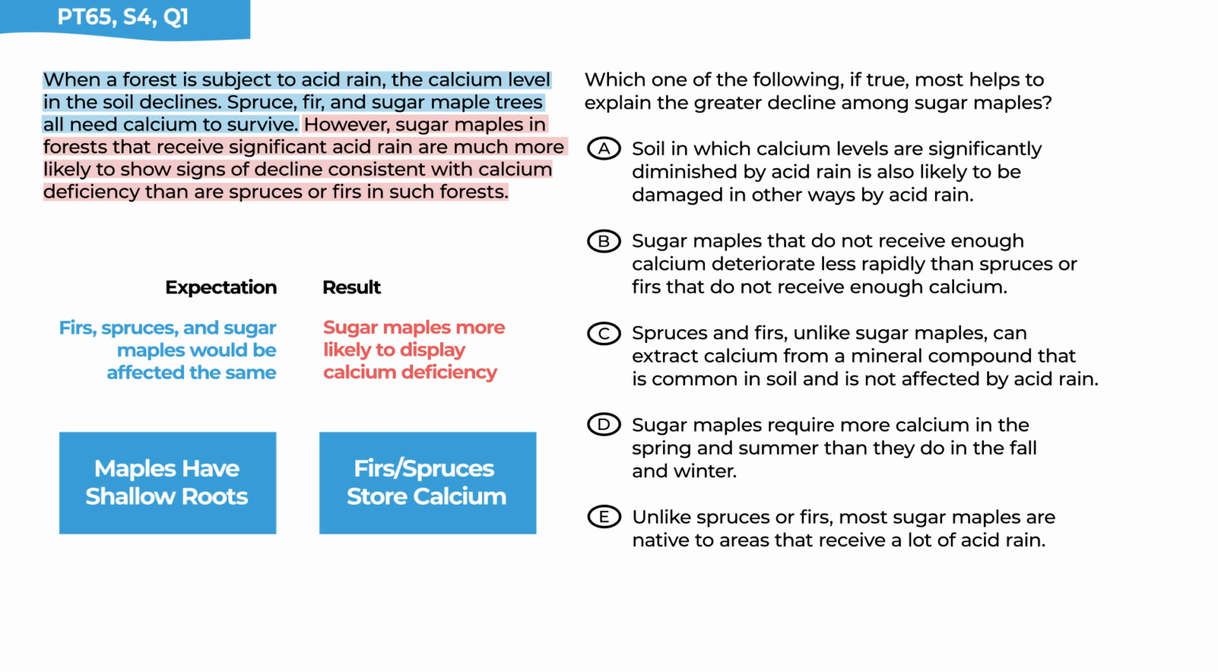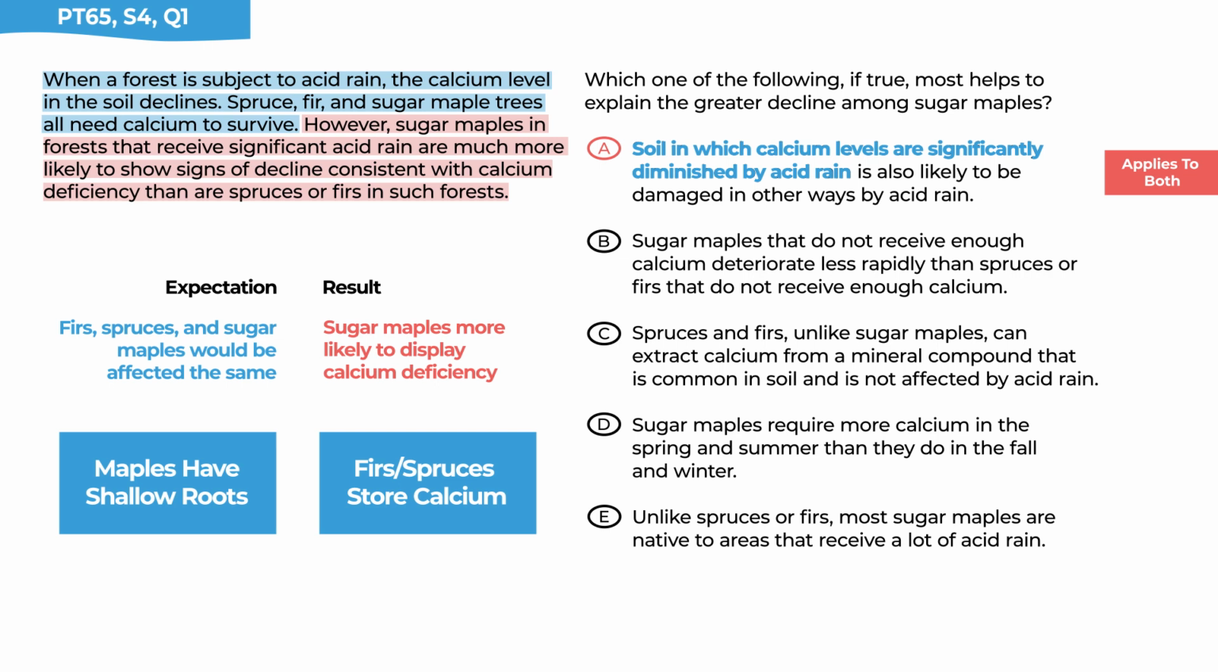Answer choice A says that soil in which calcium levels are significantly diminished by acid rain is also likely to be damaged in other ways by acid rain. So what is this answer choice talking about? It's talking about soil in which calcium levels are significantly diminished by acid rain. And they're not specifying where. So this is going to be true for the firs and spruces as well as for the sugar maples. Since this answer choice applies to both kinds of trees, it can't explain the difference between the maples and the firs and spruces. So this one we can get rid of because it applies to both, and this is a really common trap answer pattern on paradox questions.